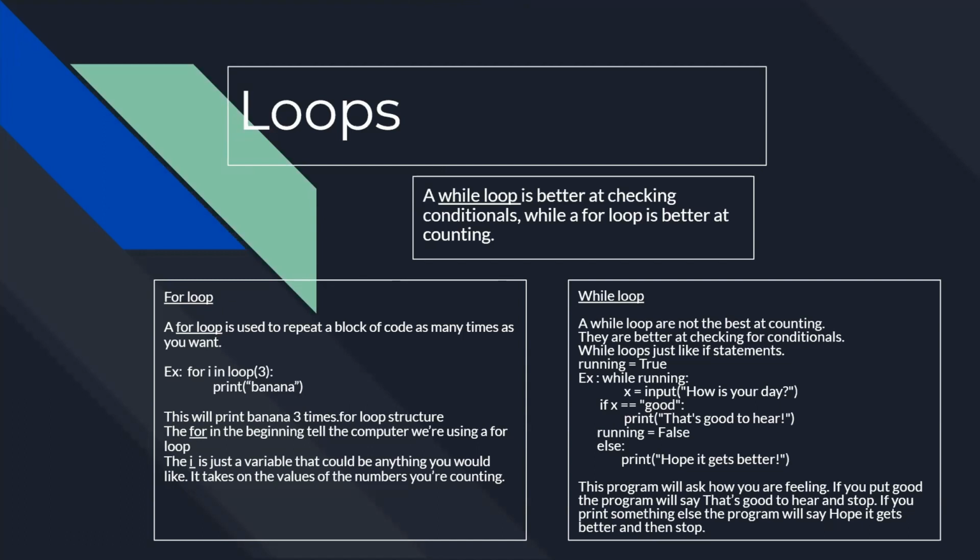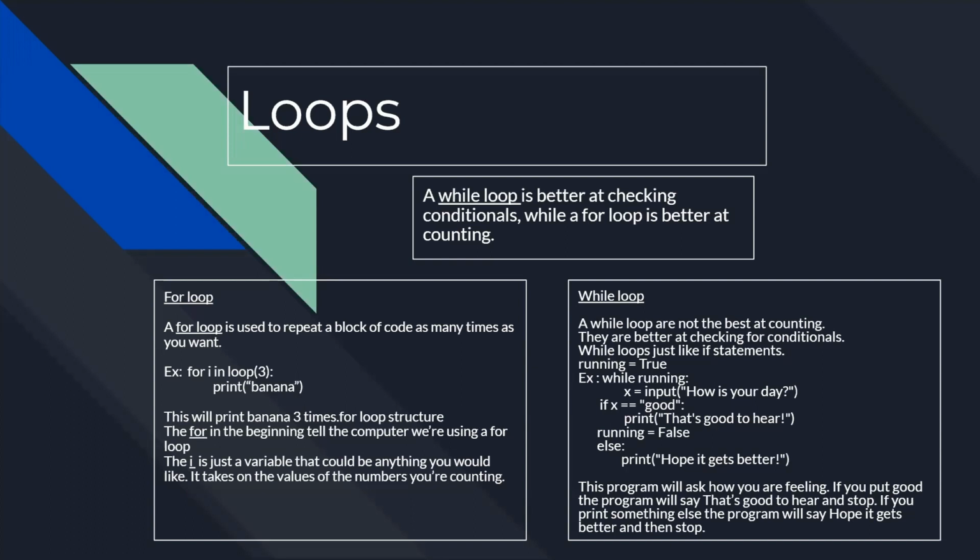The for in the beginning tells the computer we're using a for loop. The i is just a variable that could be anything you would like. It takes on the value of the numbers you're counting. While loop. While loops are not the best at counting. They are better at checking for conditionals. While loops are just like if statements.